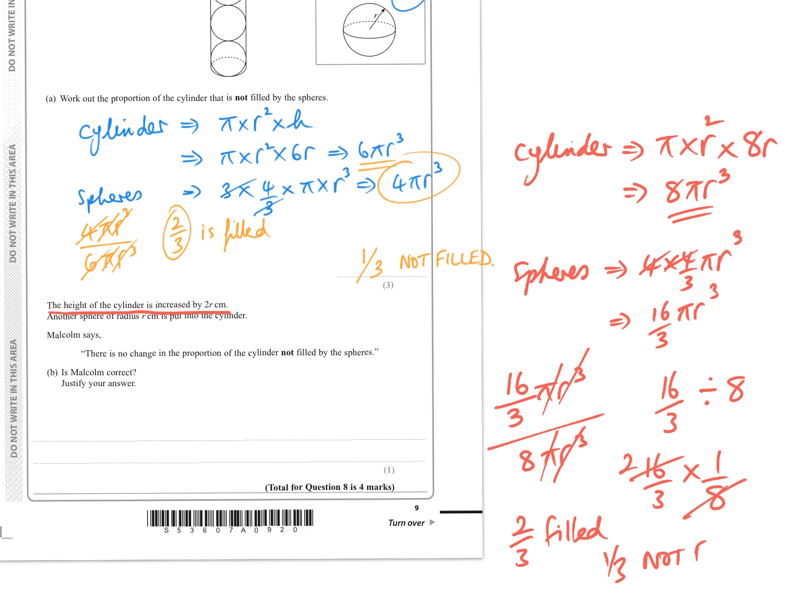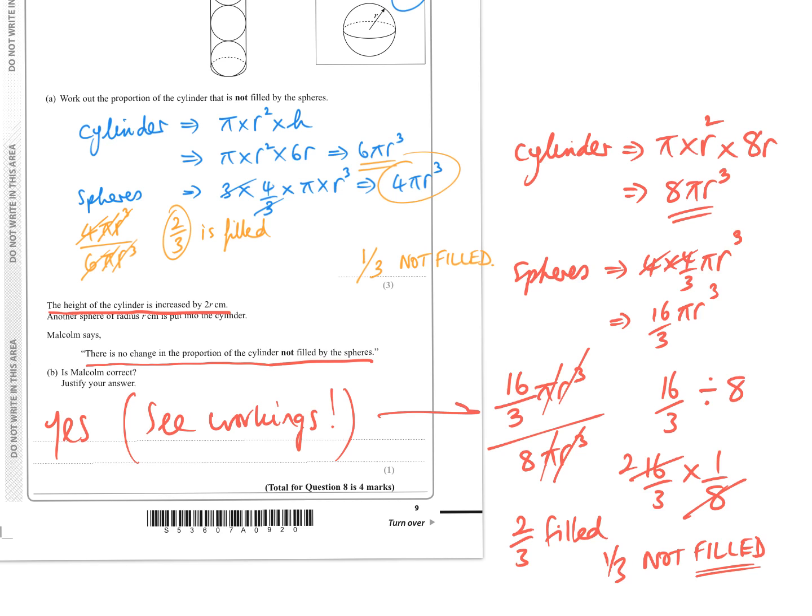and so again 1/3 not filled. So my idea would be that if Malcolm says there is no change in the proportion of the cylinder not filled by the spheres, is Malcolm correct? Yes, and you can say see workings, and the examiner can have a look at that. Okay, so for 1 mark, I think that's quite tough, really. I think some people will find that quite difficult.